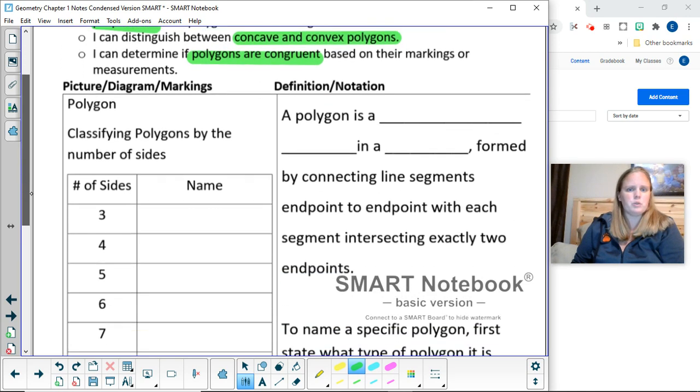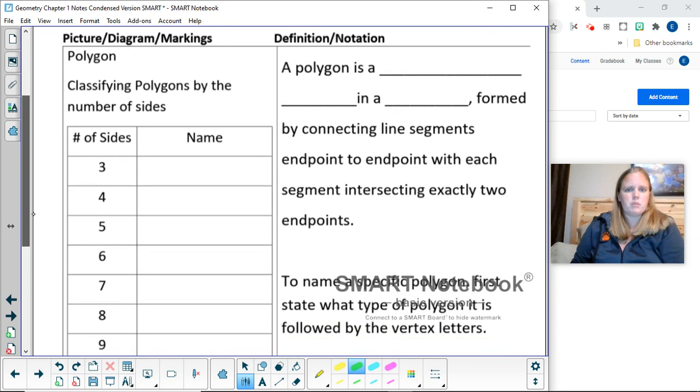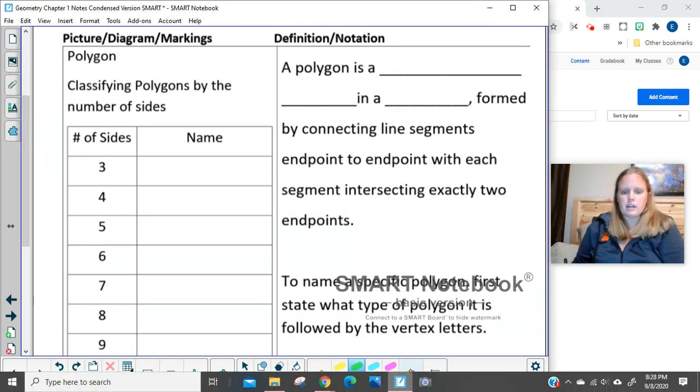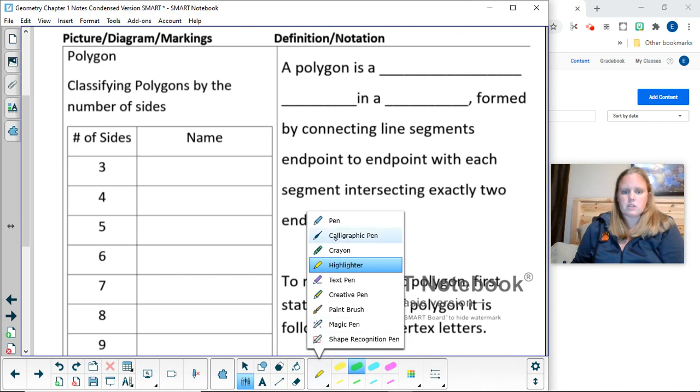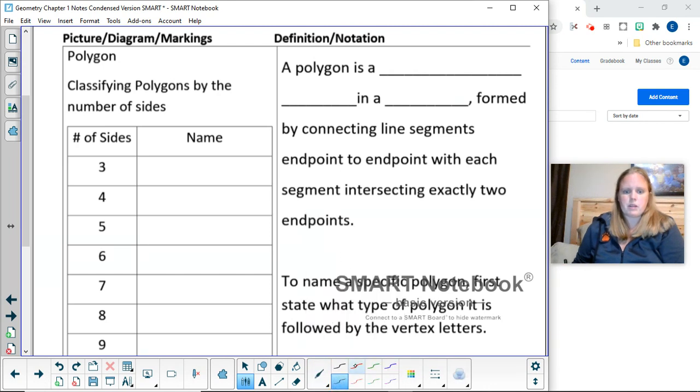So first thing we want to do is give an official definition for a polygon. And again, that was listed in one of those other videos, but we will recap here. So a polygon is a closed figure, and it's flat. It's 2D, so it's in a plane. And we'll talk about 3D figures later on this year, but polygons are the flat 2D ones.